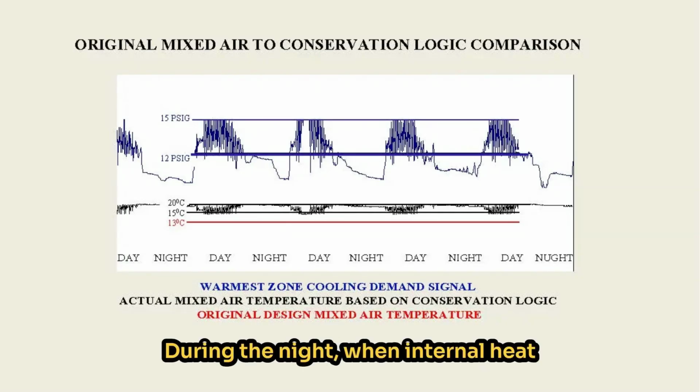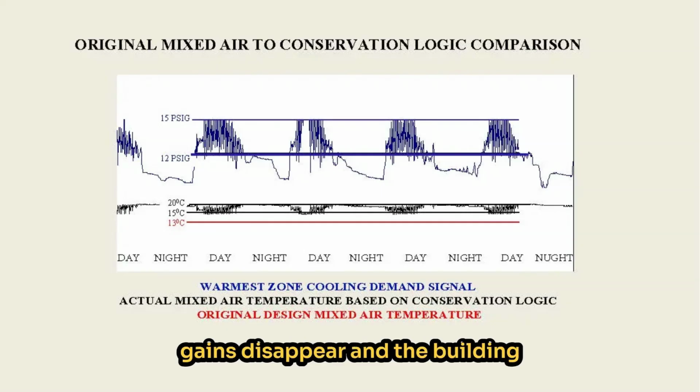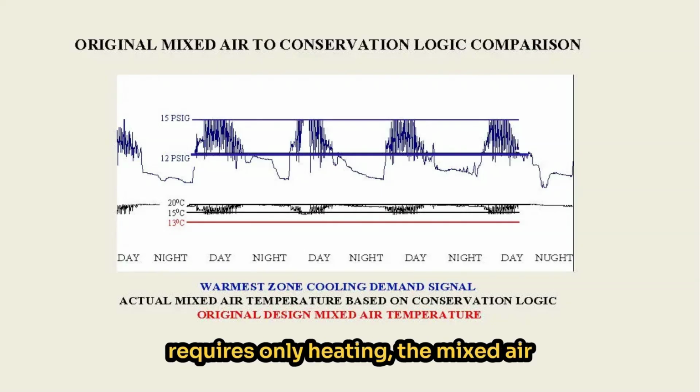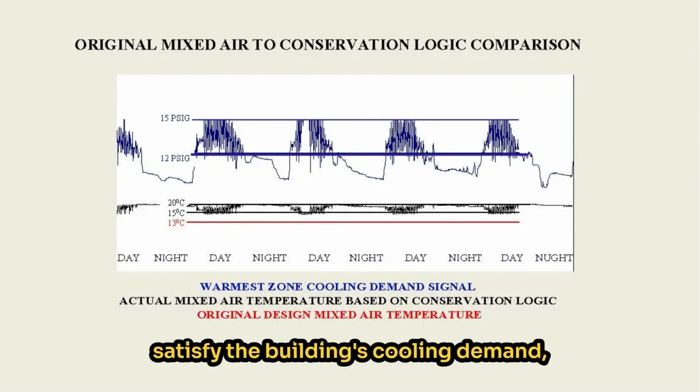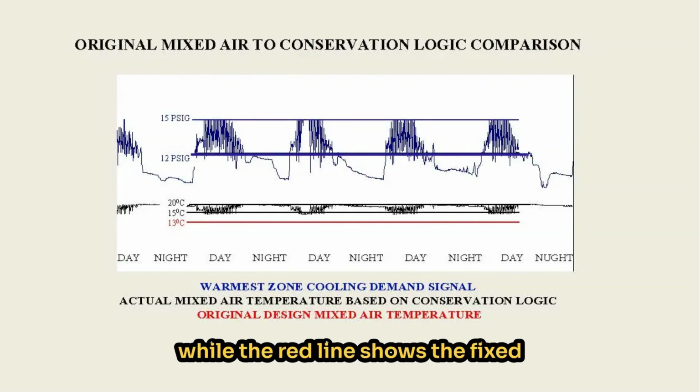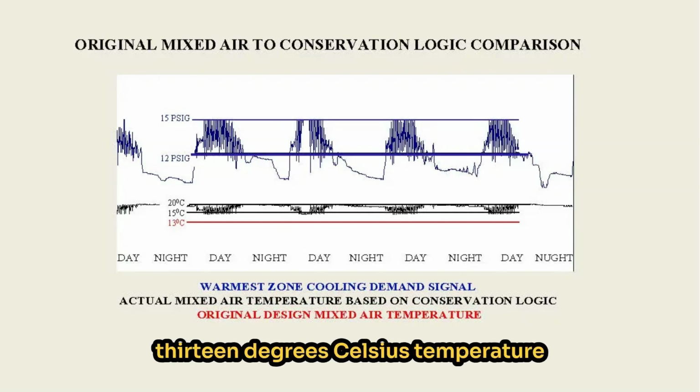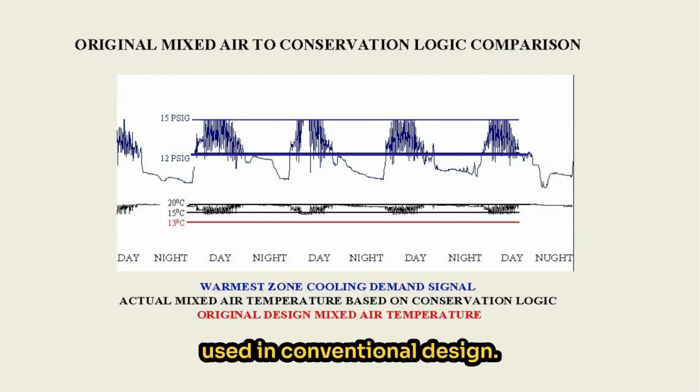During the night, when internal heat gains disappear and the building requires only heating, the mixed air temperature increases while the outdoor air fraction is reduced to a minimum ventilation requirement. The black line represents the mixed air temperature actually required to satisfy the building's cooling demand, while the red line shows the fixed 13 degrees Celsius temperature used in conventional design.